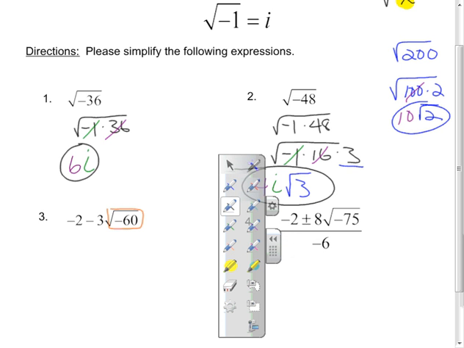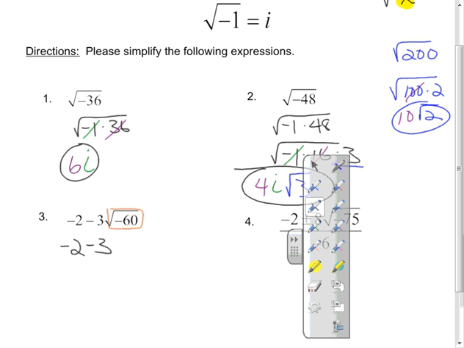And I will pull down my -2 minus 3 times this square root of -60, which I then just break off the -1 from the 60. And then I ask, what is the largest perfect square that goes in the 60? And I believe that it is 4. So I'll write negative 60 is a product of negative 1 times 4 times 15.